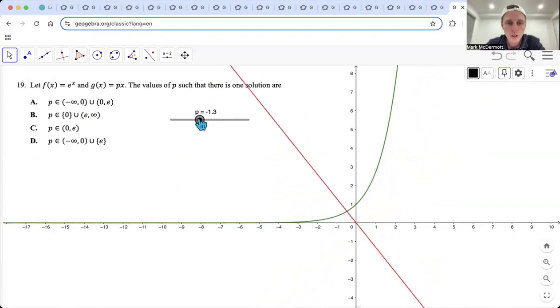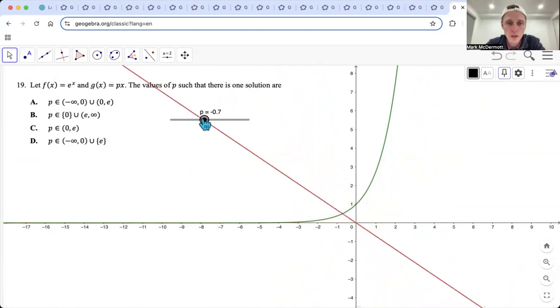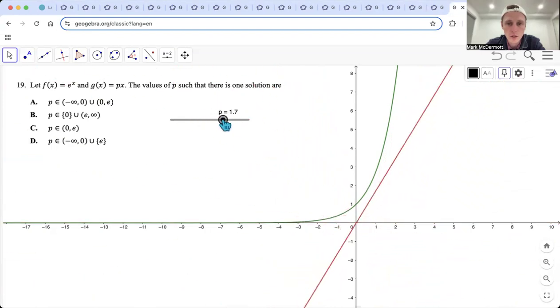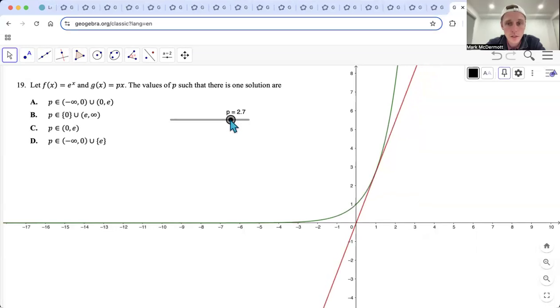It seems like there's one solution anytime p is negative, but not including 0, because when it equals 0, it's an asymptote, well, it seems like an asymptote to me. But there's also one solution when it's tangent, which is interesting. When p is around 2.7, it's tangent, and then you're going to get 2 solutions past that. So 2.7 should be jumping out at you as being equal to e. So we said all negative numbers, not including 0, but also e. So I reckon the answer here is D. So yeah, we get D as our answer there.